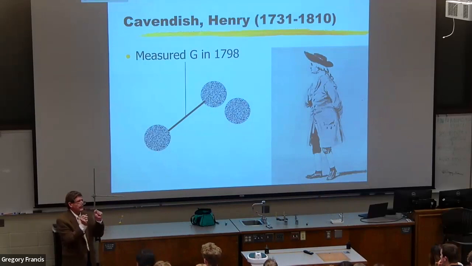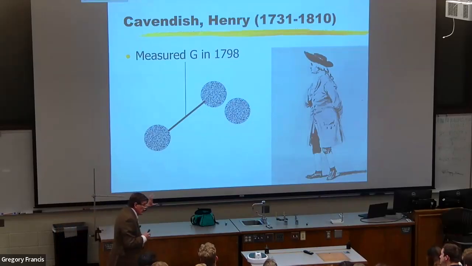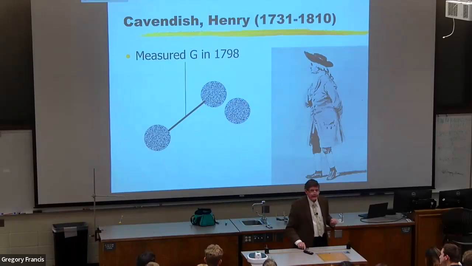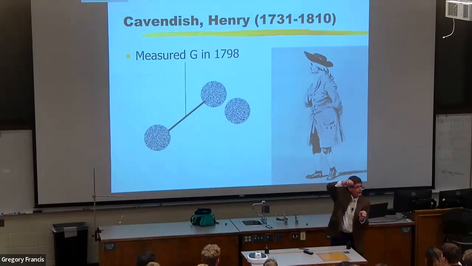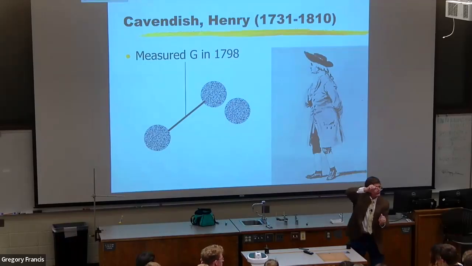I love this story, okay? This was 100 years after Newton gave us that formula for gravity. It took 100 years to measure that constant. And the way he did it was he studied wire, all sorts of metal wires. And he studied what torque it took to twist the wires.